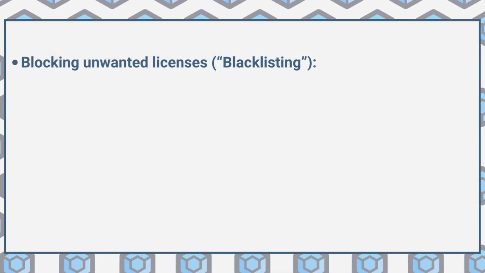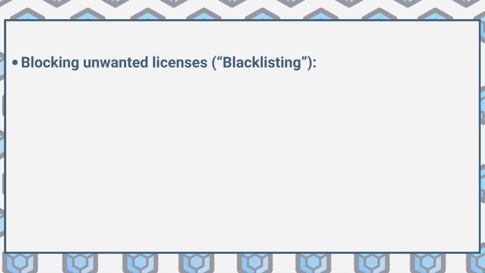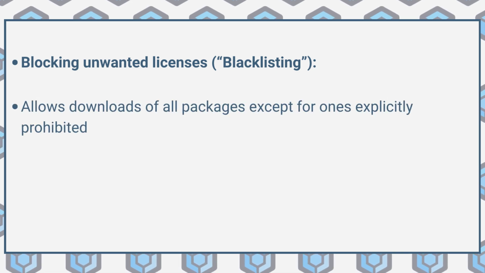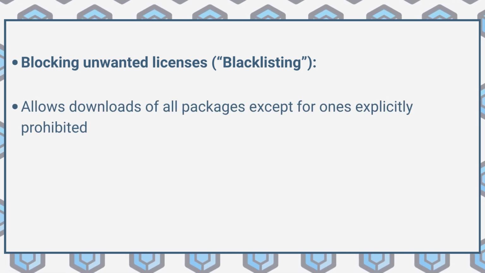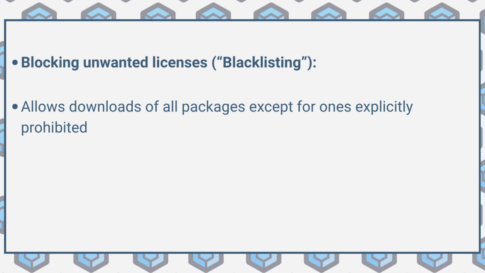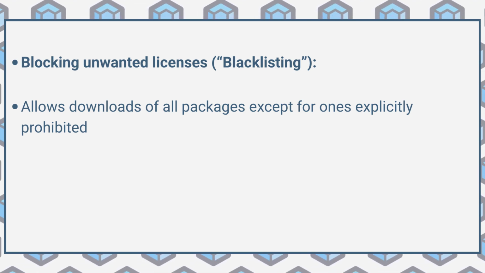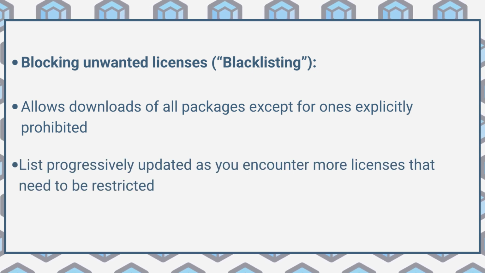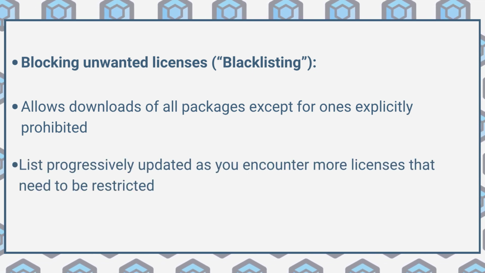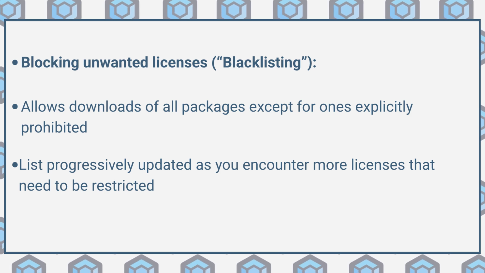There are basically two approaches to managing licenses in ProGet. The first is blocking unwanted licenses, essentially blacklisting, which will allow downloads of all packages except for the ones you specifically prohibit. This is great for targeting specific licenses, especially those that have a history of legal or compliance issues. It's easy to manage, and you can simply update your blacklist when you encounter new or existing licenses that need to be restricted.